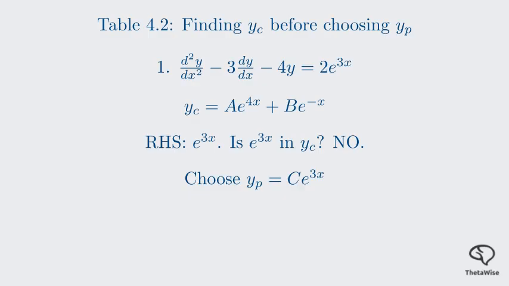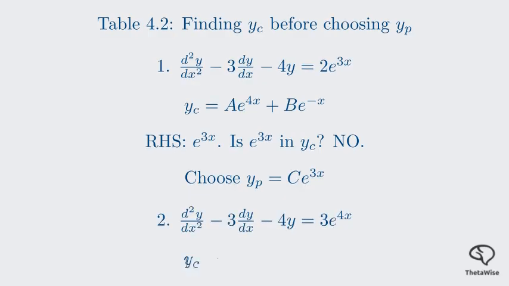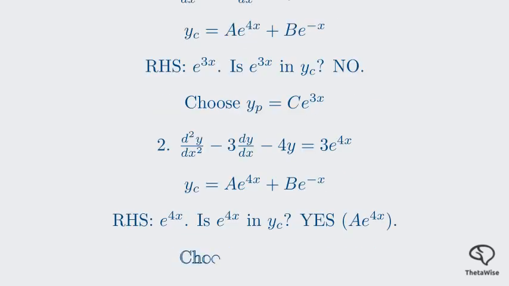The complementary function is the same, ae to the 4x plus be to the negative x. But now the right-hand side is 3e to the 4x. We check again: is e to the 4x part of yc? Yes, the term ae to the 4x is there. Because of this overlap, we must multiply our standard choice by x, giving us yp equals cxe to the 4x. This pattern continues for equations 3 and 4.